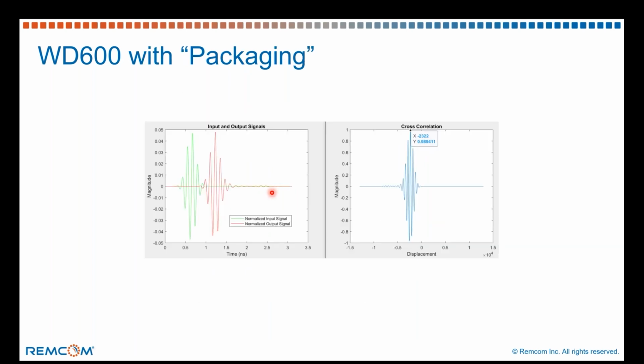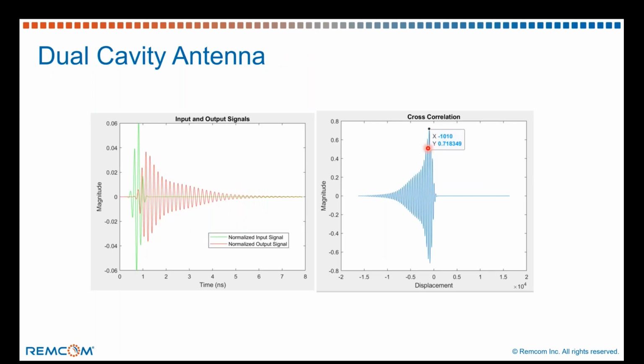Moving on and looking at it with the packaging, we'll get a little bit more variability here in the time domain signal of the red one. You can see some more ripples towards the end, and the cross correlation has dropped a little bit to 0.989. So again, still very good. And then whenever we look at the dual cavity antenna, clearly the output signal in this case is significantly different, and the cross correlation has dropped to 0.7718. So that was just another metric that we came across as we were doing our investigation.